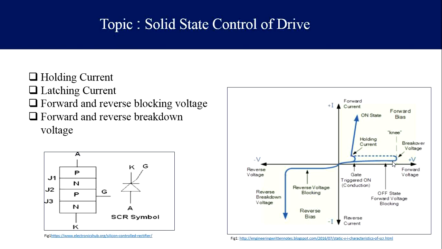Holding current is the minimum current below which the SCR goes into its off state. So, always the latching current should be greater than the holding current. This is the holding current, and then I have a latching current at this point also, somewhere here. Okay. Now, we have discussed breakdown voltage, blocking voltage, latching current, holding current.